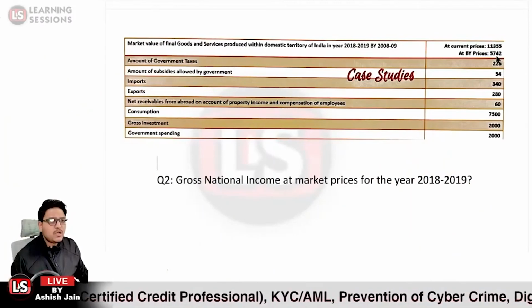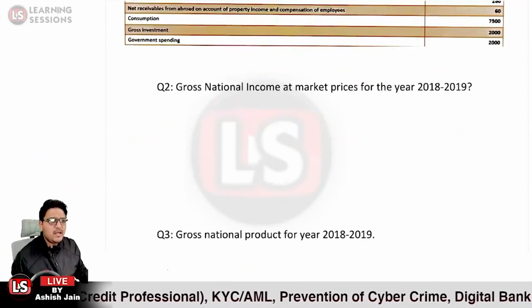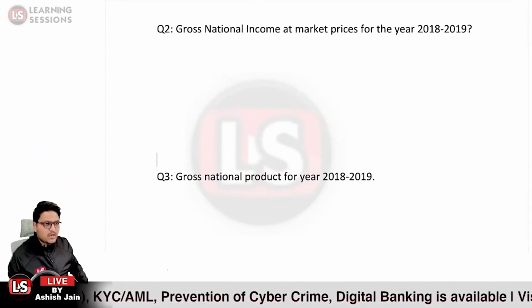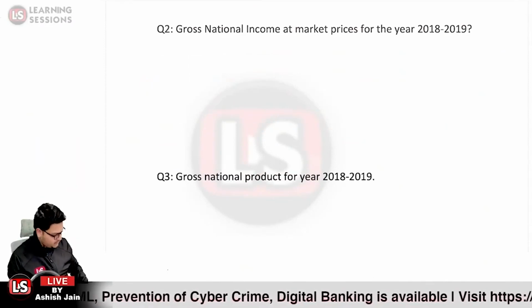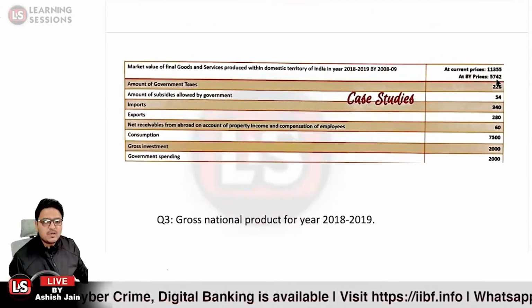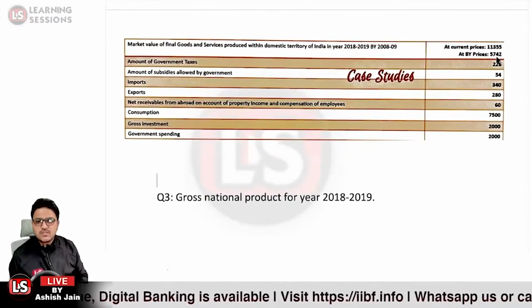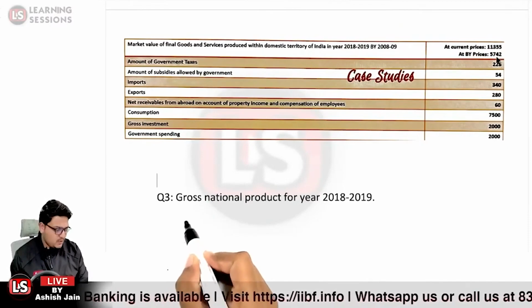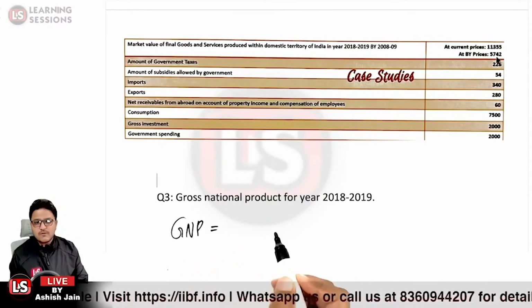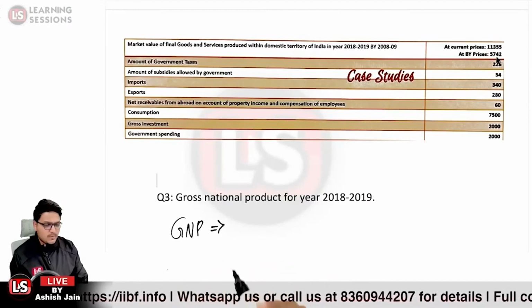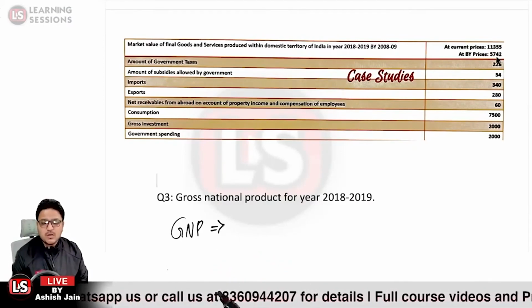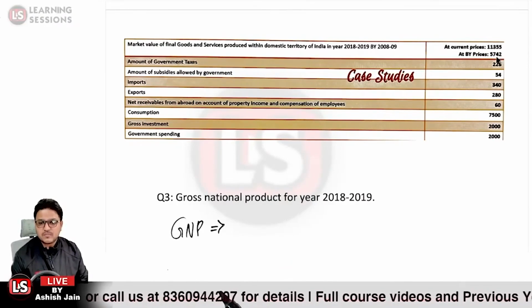Next question that we are going to cover over here is related to the gross national product for the year 2018 and 19. We need to calculate the GNP. Kindly please do let me know the formula at the earliest. What is the formula related to the gross national product?